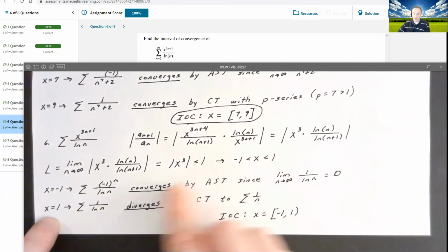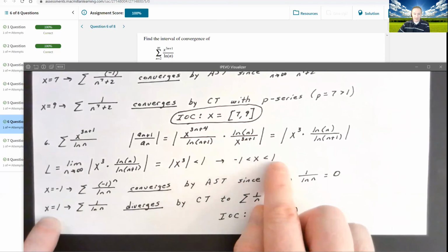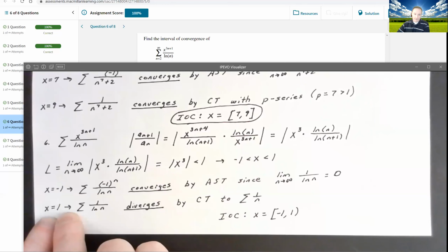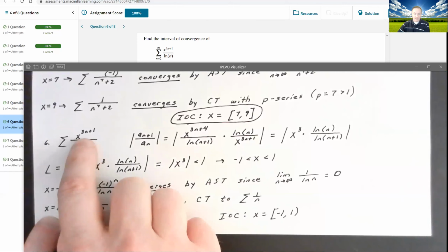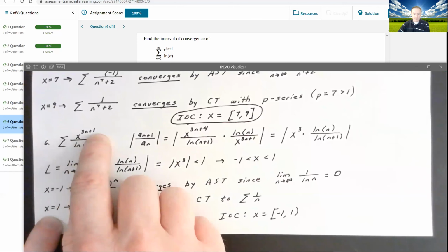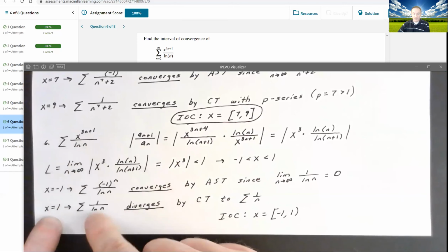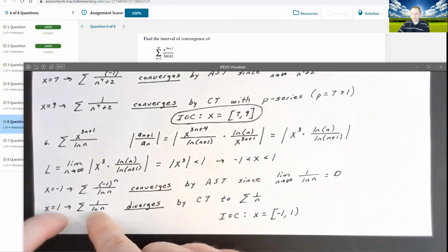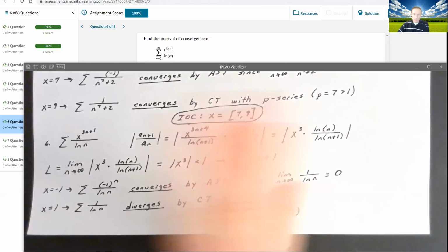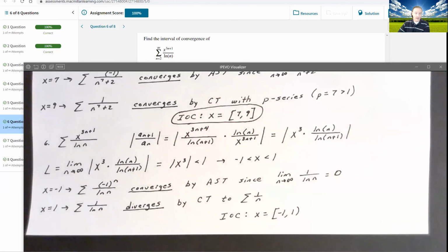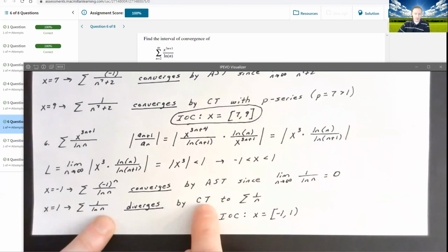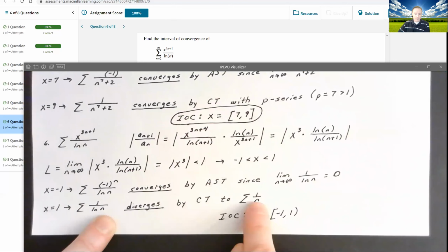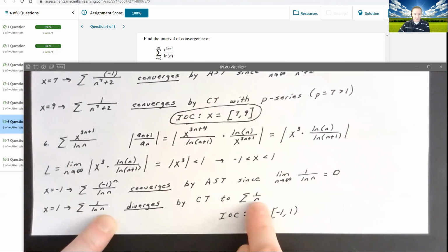Now, what about when I plug in the right-hand side, the 1? Well, when I plug in a 1, it doesn't matter what power the numerator is to. It's always just a 1. And I'd get 1 over the natural log of n. And don't be confused by that. We know it diverges. How do we know it diverges? I just thought real quickly, we know that the p-series with p equals 1 diverges, 1 over n diverges.